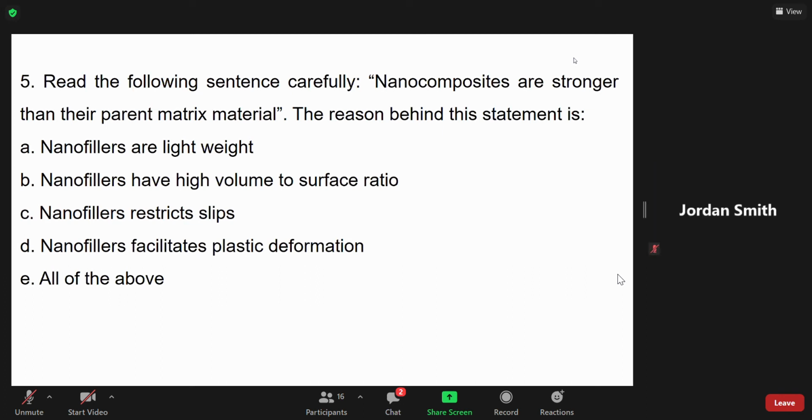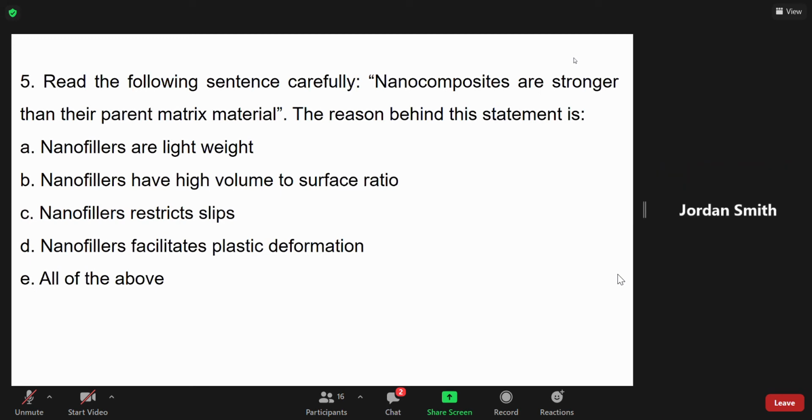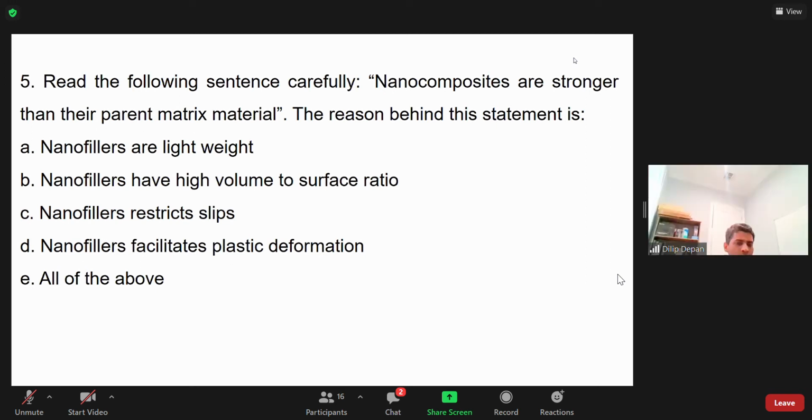Yes, the right answer is C. The nanofiller restrict slips. Okay, Jordan, why don't you explain this? Why did you choose C? Is it because they fill in where it can't slip and then it has more boundaries? Okay. Well, anyway, the correct answer is C, nanofiller restrict slips.